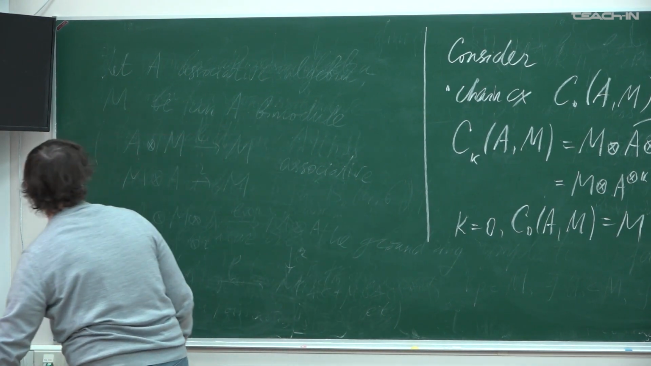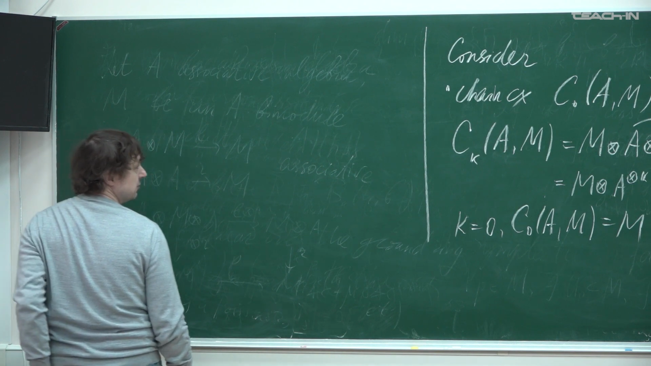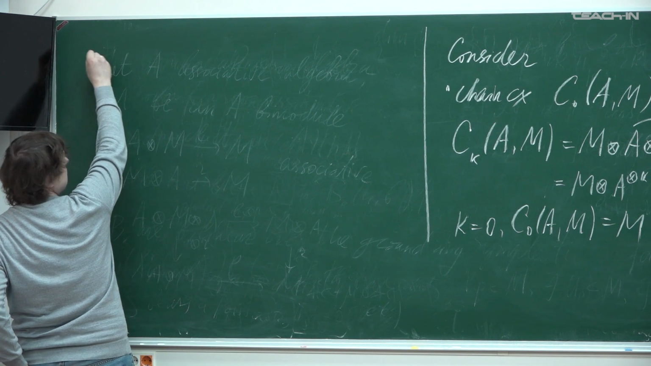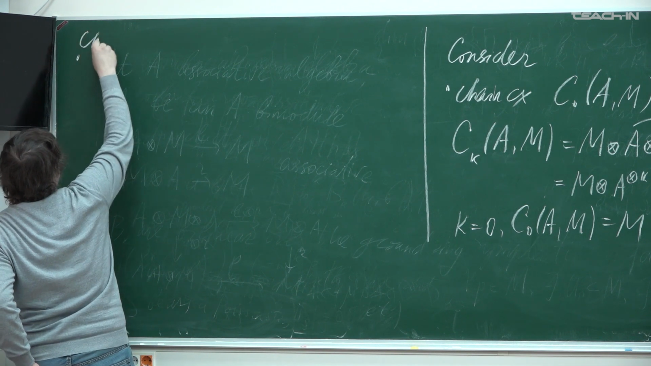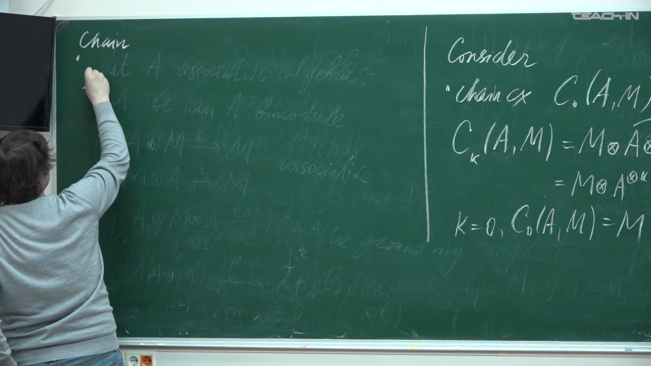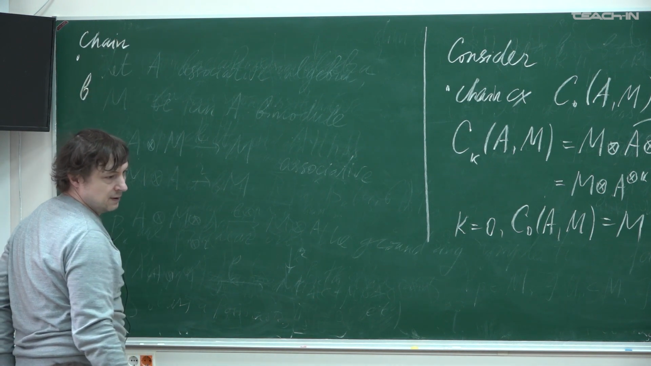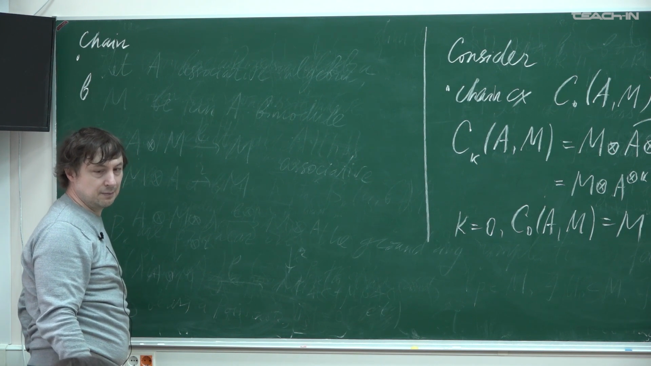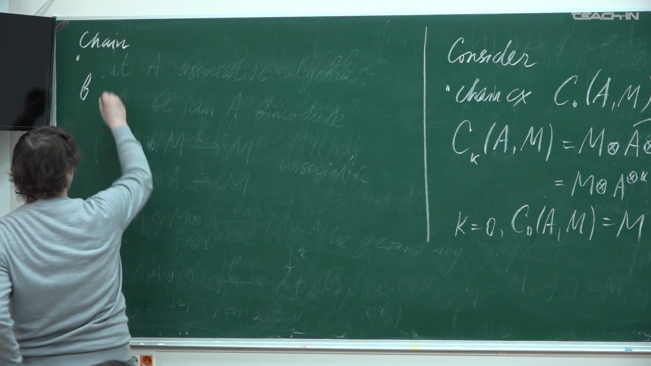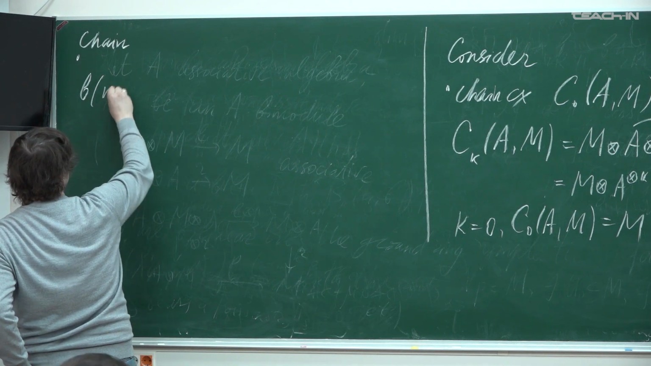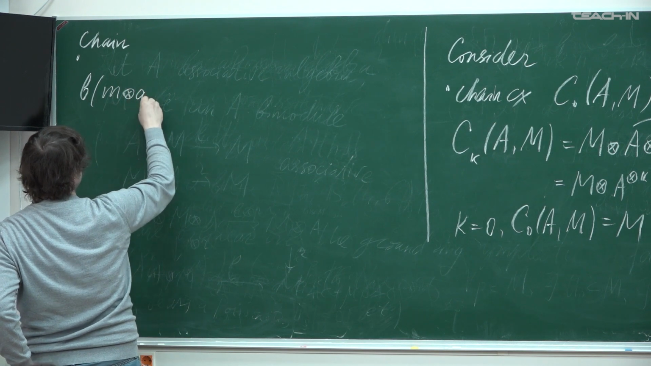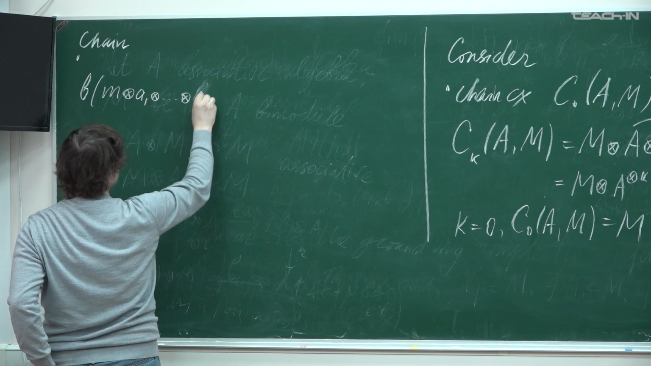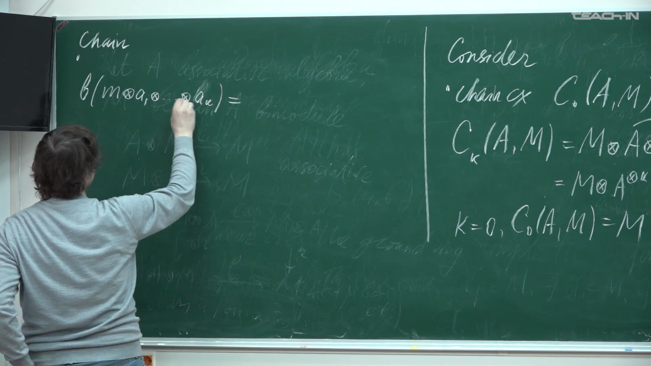And in this case, the differential is given precisely by the formula which you would expect. So in case of chain complexes, this differential is usually denoted by b. I think this is an abbreviation from the boundary operation, boundary operator. And b applied to m tensor a1 tensor and so on, tensor ak is equal to the following sum.